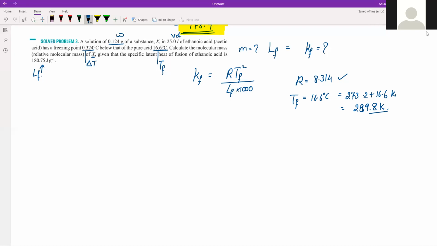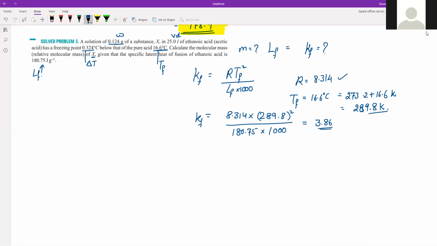So now what is KF? KF is R, that is 8.314, into square of TF, that is 289.8 square, divided by LF, that is 180.75, into 1000. And when we solve this, we get this equals 3.86. So this 3.86 is our value of KF.